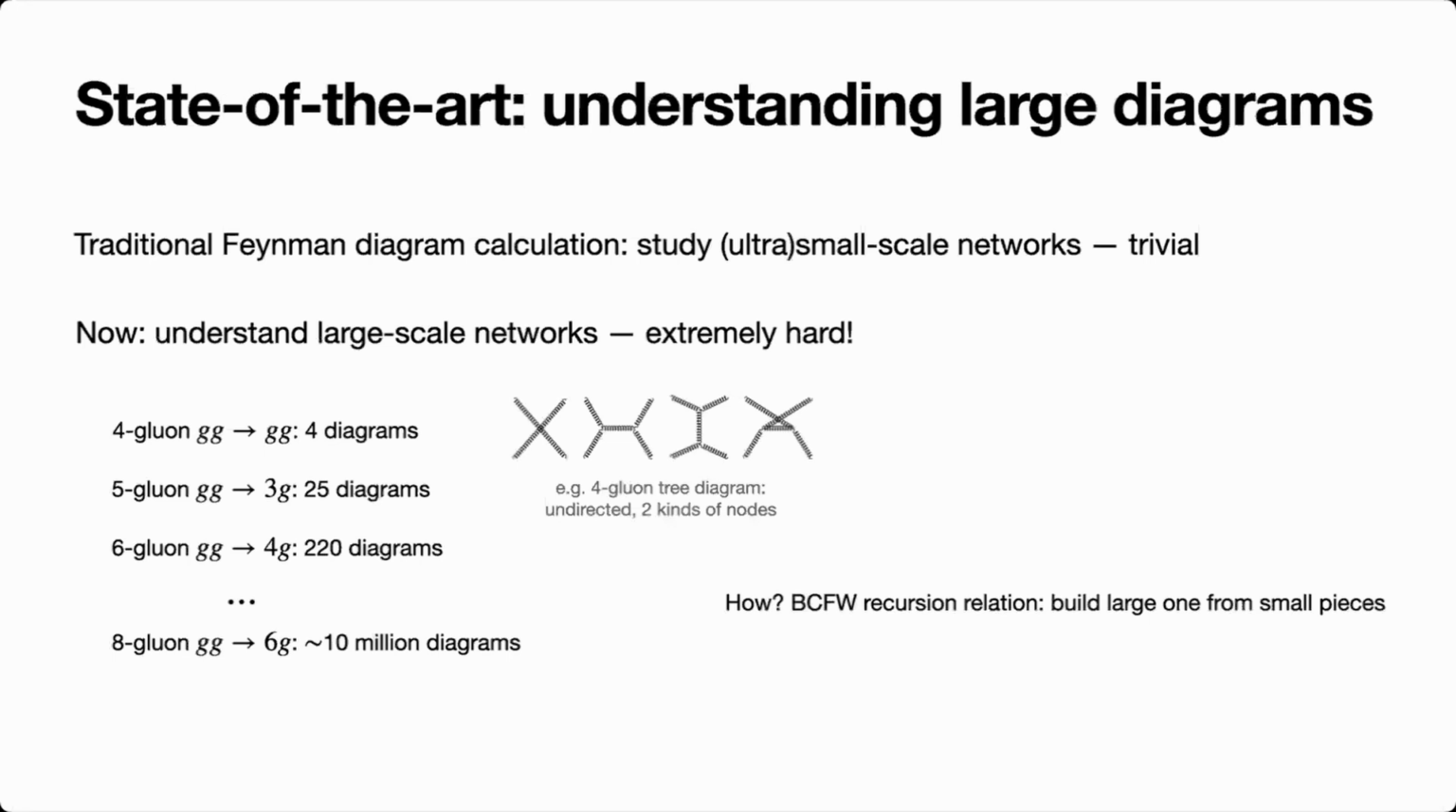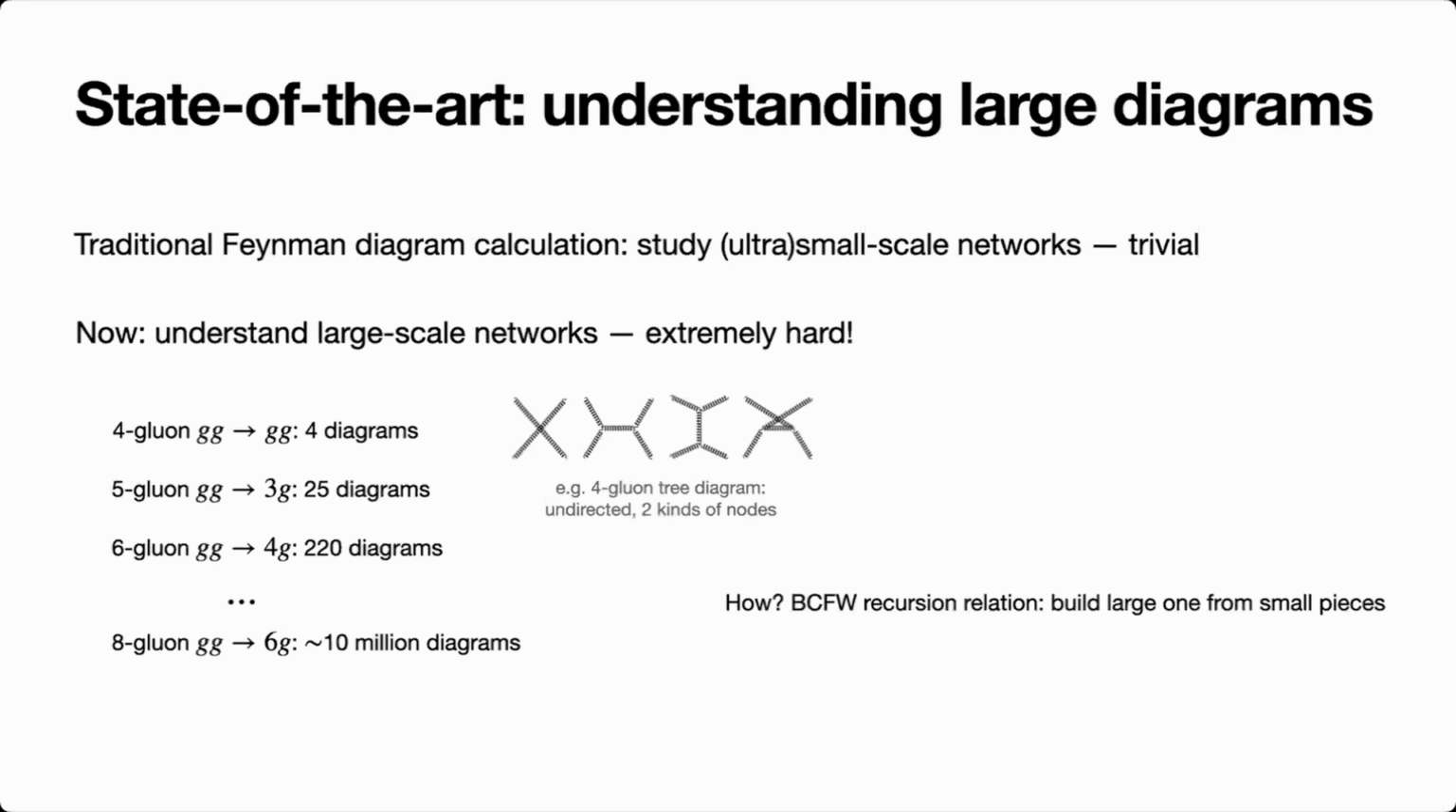Previously, we only introduced some traditional Feynman diagram calculation, which in the language of networks is actually studying this kind of ultra small scale network, and the calculation is very trivial. The state of the art of this field is actually to understand large diagrams, which in the language of networks can be understanding large scale networks. And the calculation is usually extremely hard.